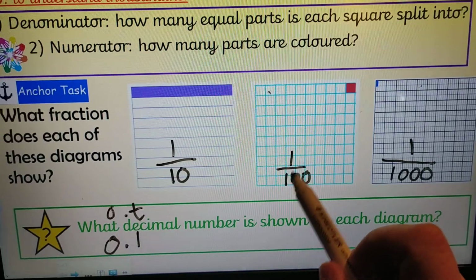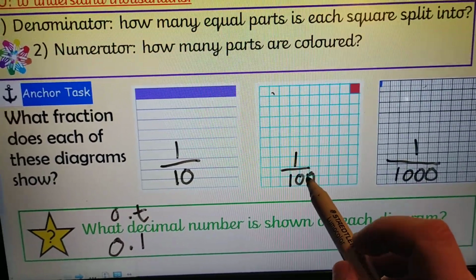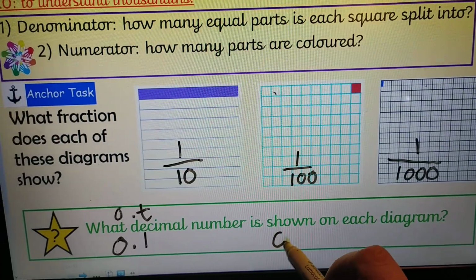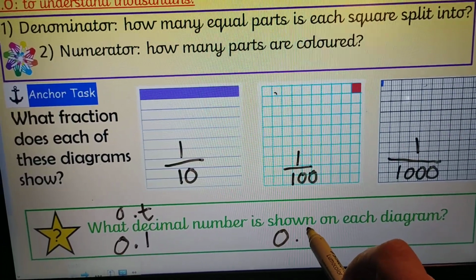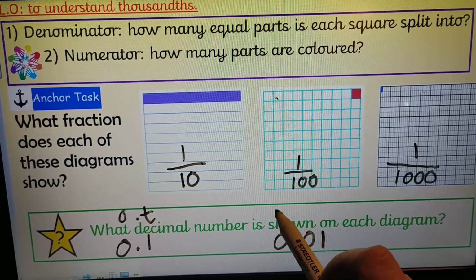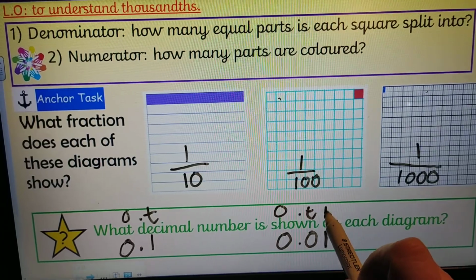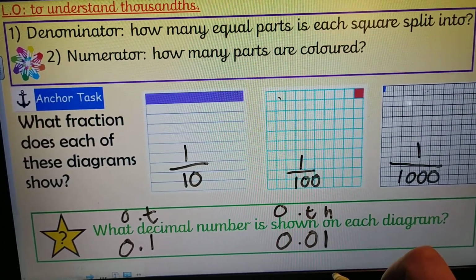On this one, we've got 1 out of 100, or 1/100th. So again, thinking back to yesterday's maths, we've got 0.01. Okay, so this was our ones column, decimal point, tenths column, and hundredths column.